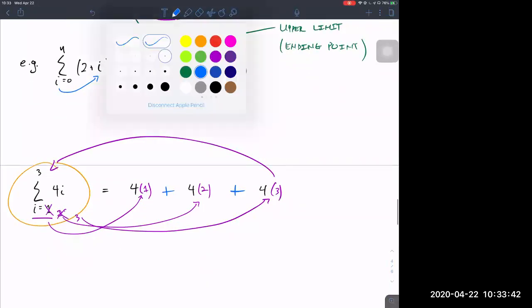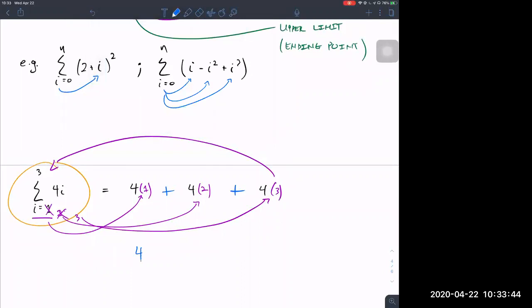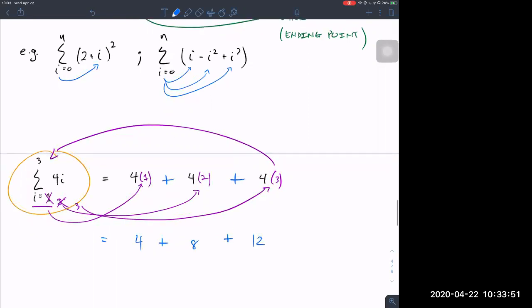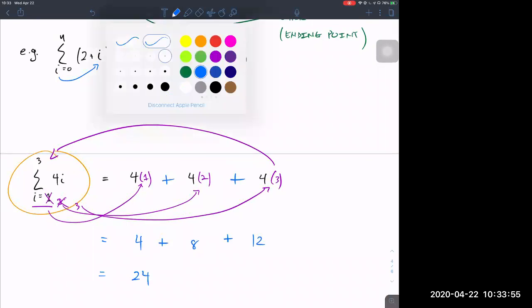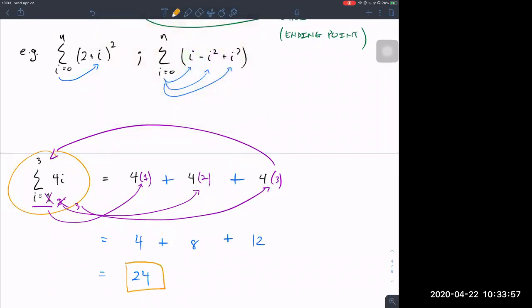So that means that you got 4 times 1, which is 4. You got 4 times 2, which is 8. You got 4 times 3, which is 12. And then your final answer is 24. So that's how you use sigma notation, right? It's just a sum, which you've all seen before.